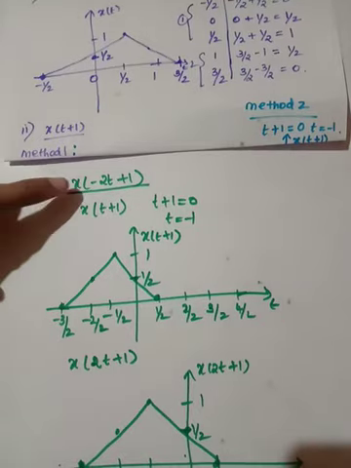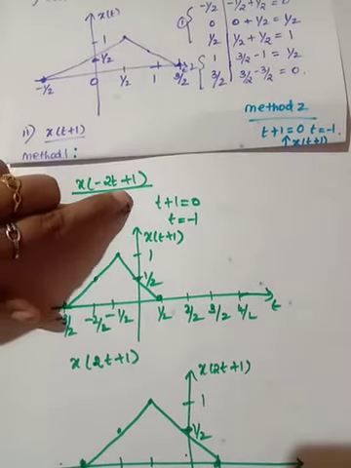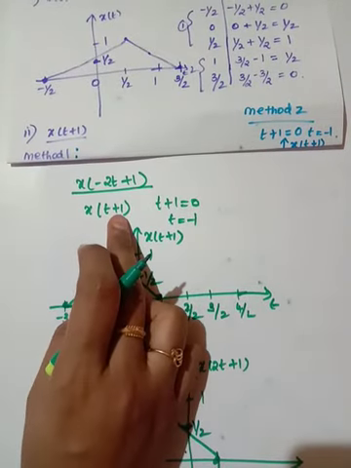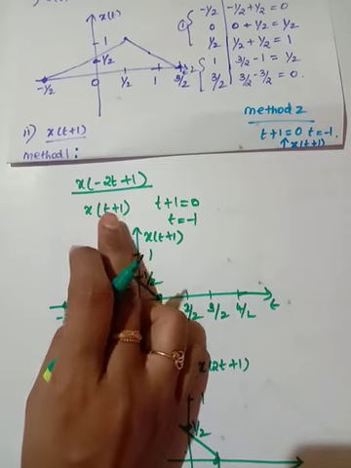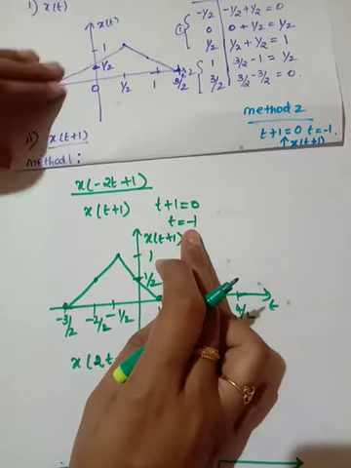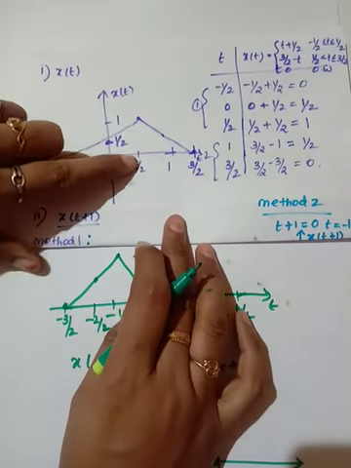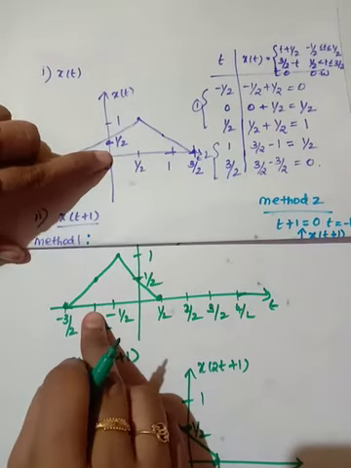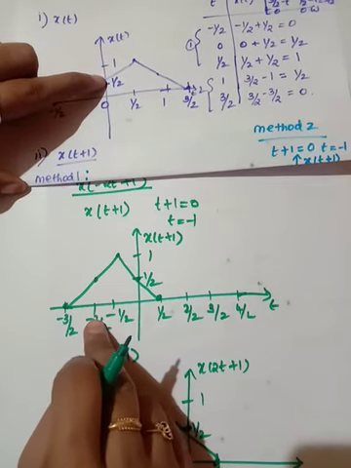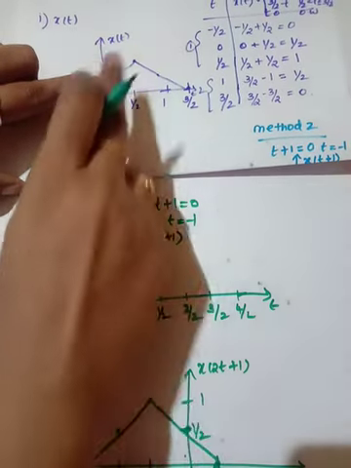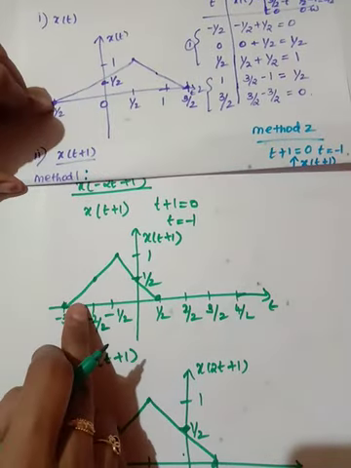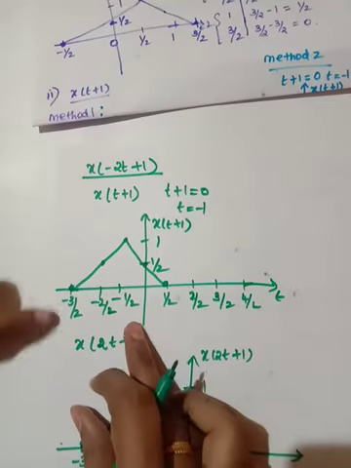Now we are going to perform x of minus 2t plus 1. In this, as per the rule, we first need to give priority to shifting. So I am going to perform x of t plus 1, so t equal to minus 1. This is your original signal, and it should now start at minus 1. So at 0, 1 by 2; here at minus 1, 1 by 2. The next values are 1, 1 by 2, 0. The previous value is 0. So I have performed shifting now.